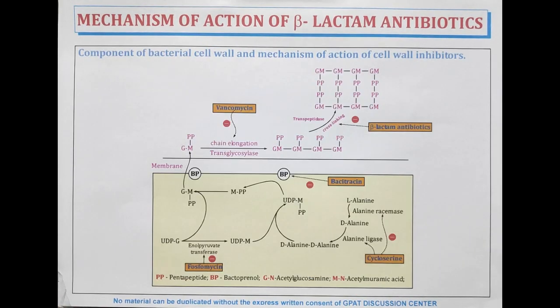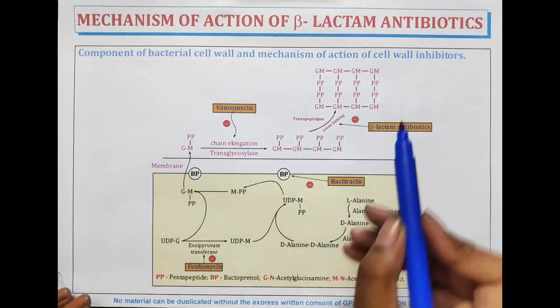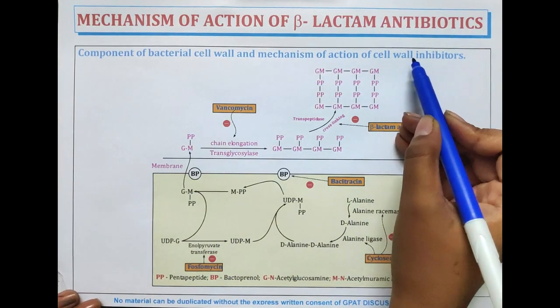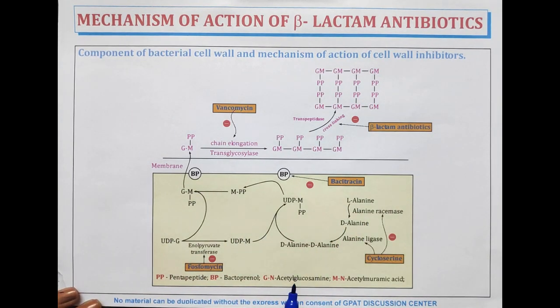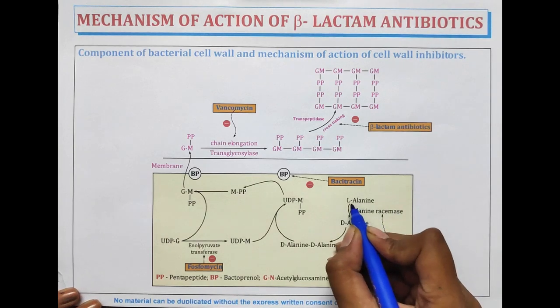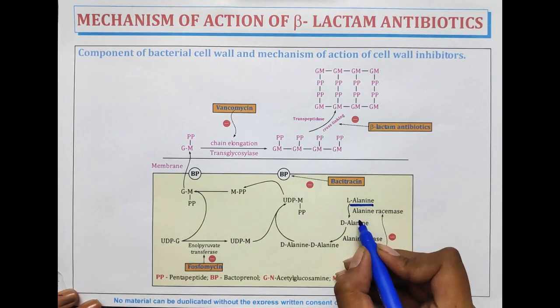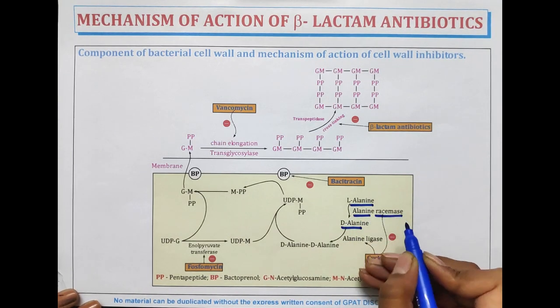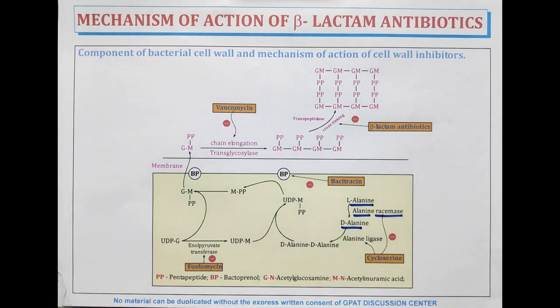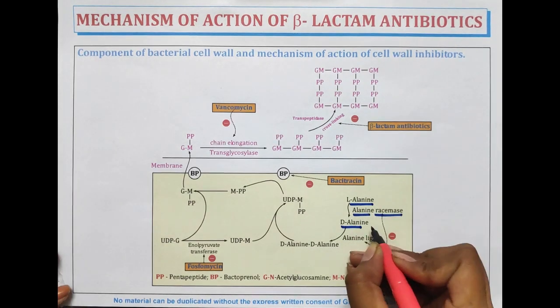The mode of action or mechanism of action of beta-lactam antibiotics. In this, we are going to discuss the components of the bacterial cell wall as well as the mechanism of action of the antibiotics. So this is the structure. In this structure, L-alanine is converted into D-alanine in the presence of the enzyme alanine racemase. This alanine racemase is responsible for the conversion of L-alanine to D-alanine.